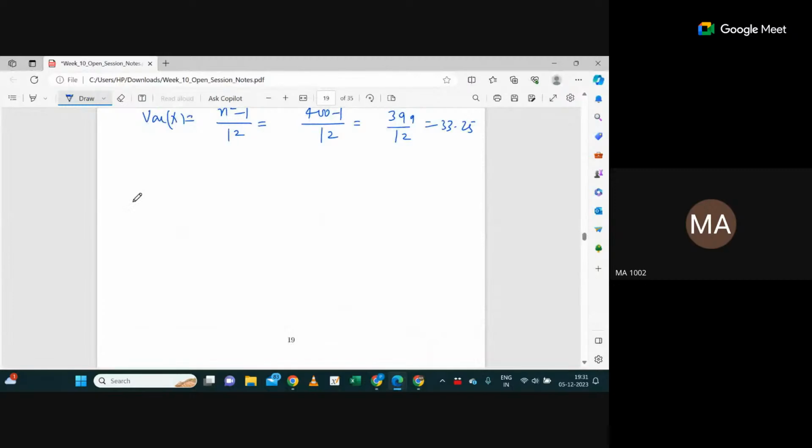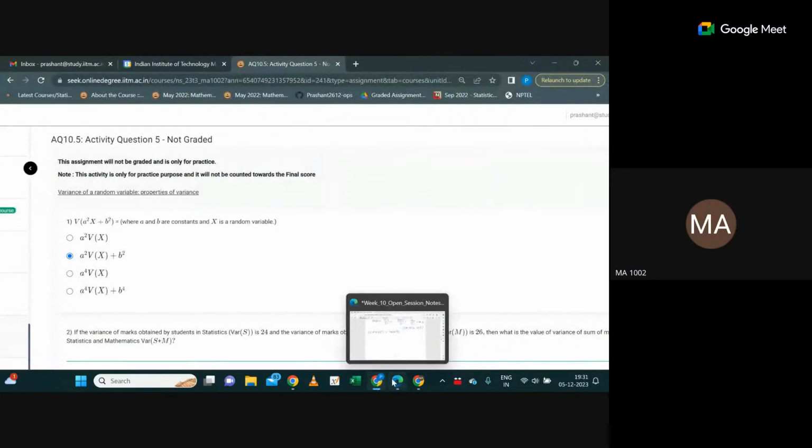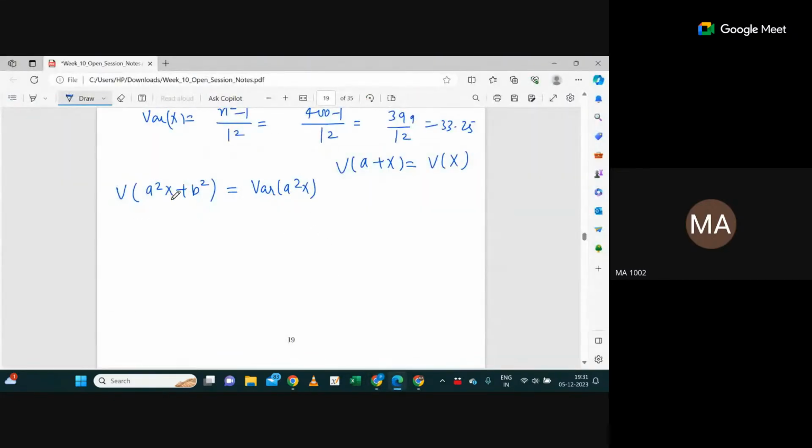Let me do it. So the variance of A square x plus B square. A and B are constants. I can simply do it, and we know the variance of A plus x is nothing but the same as the variance of x. There is no effect of adding a constant, right? So I can simply say the variance of A square x. Yes or no? Now I know the variance of a times x is nothing but a square variance of x, right?